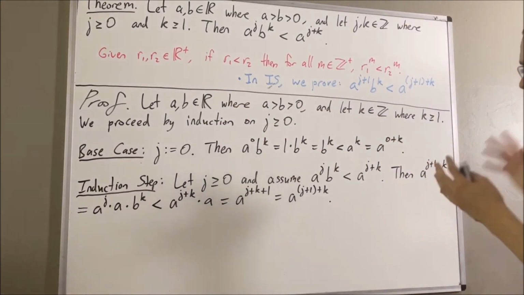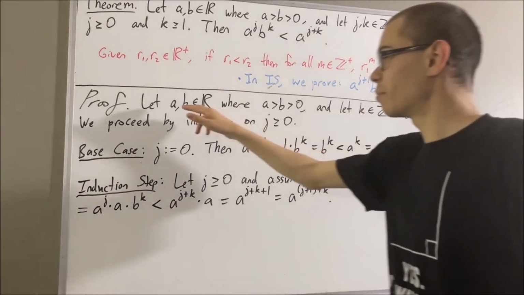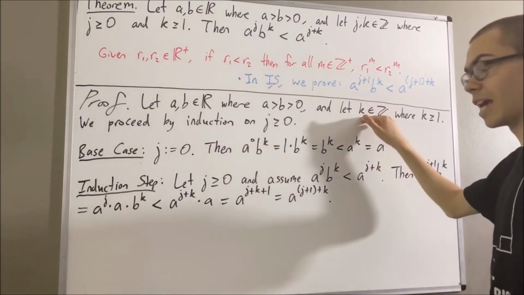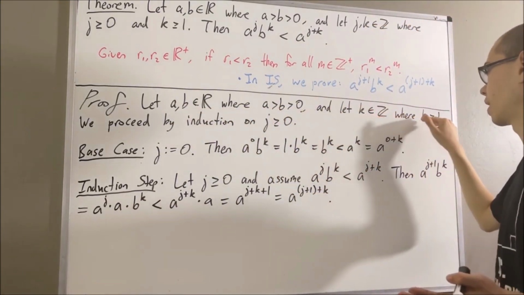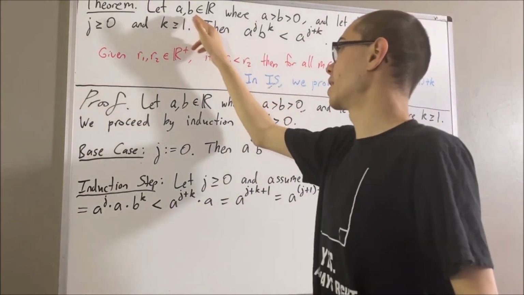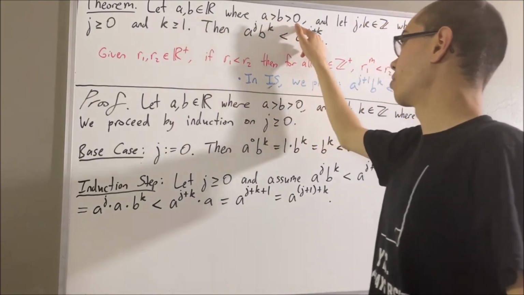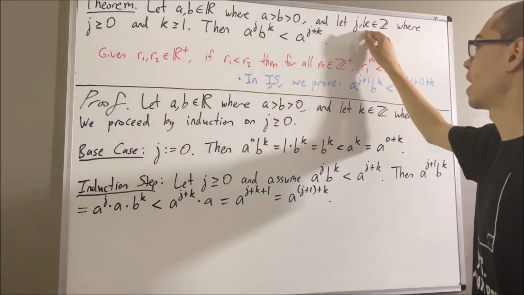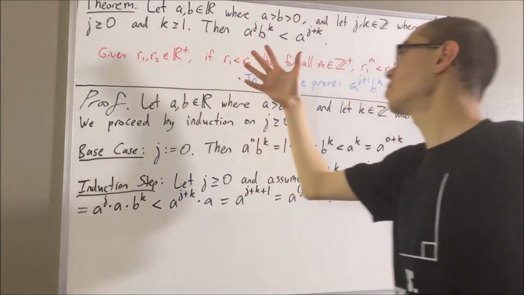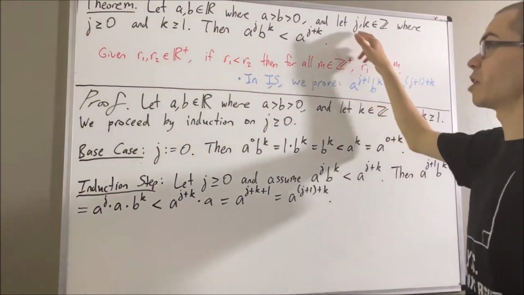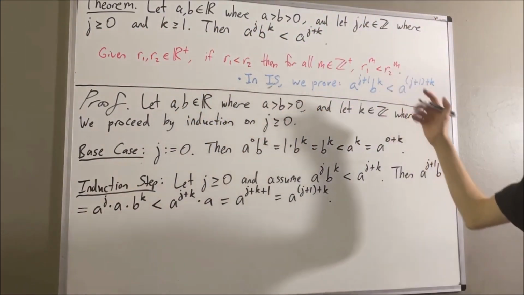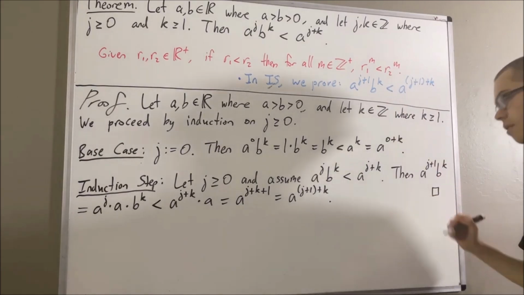So now let's put this all together. Since a and b were arbitrary real numbers where a is greater than b is greater than 0, and k was an arbitrary integer where k is greater than or equal to 1, we have that for all real numbers a and b where a is greater than b is greater than 0, and all integers k where k is greater than or equal to 1, it follows that for all integers j greater than or equal to 0, we have that this is true. And that's exactly what we wanted to prove. So this completes the proof.